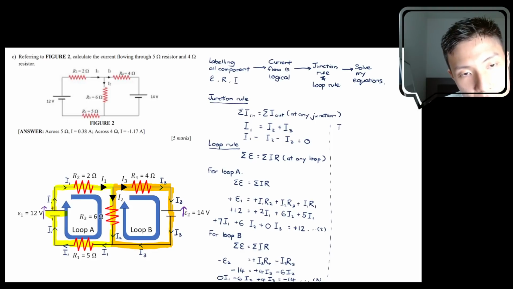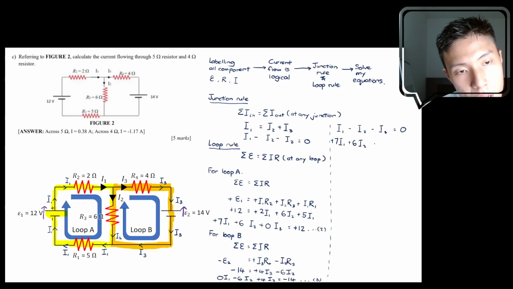I will bring all the equations and arrange them neatly in a set. So I1 minus I2 minus I3 is equal to 0. Then positive 7 I1, positive 6 I2, plus 0 I3 is equal to 12. Then I have 0 I1, negative 6 I2, plus 4 I3 is equal to -14.